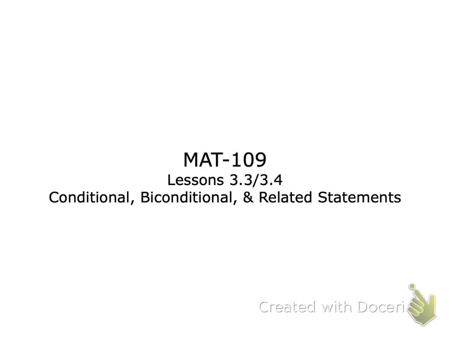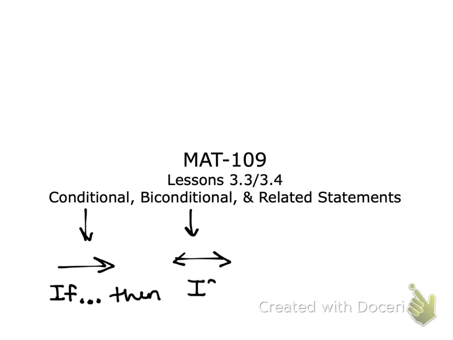So when I say conditional, I mean the right arrow that has the meaning if, then. And when I say biconditional, I mean the double arrow that has the meaning if and only if. So that you will need to know for your test on Tuesday. Conditional is a single arrow, means if, then. Biconditional, double arrow, meaning if and only if.